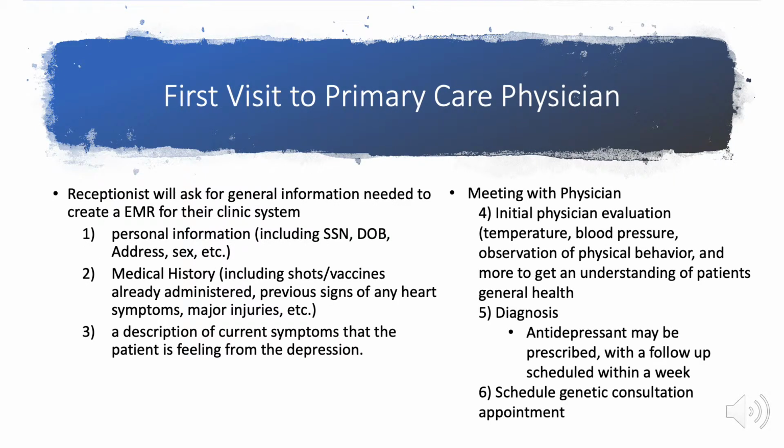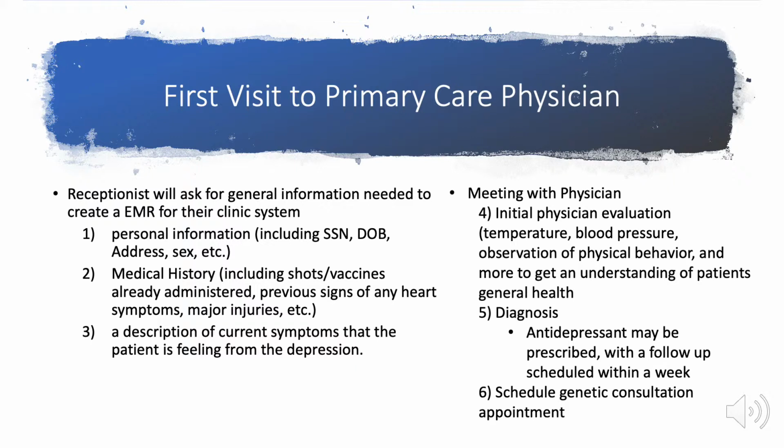During the first visit to the physician, the receptionist will ask for general information needed to make the patient record for their clinic system. There will be a few pages provided by the receptionist for the patient to fill out regarding personal information, including social security number, date of birth, address, sex, etc. Medical history will also be taken, which includes previous shots and vaccines, any signs of heart symptoms or major injuries, and a description of current symptoms that the patient is feeling from the depression.